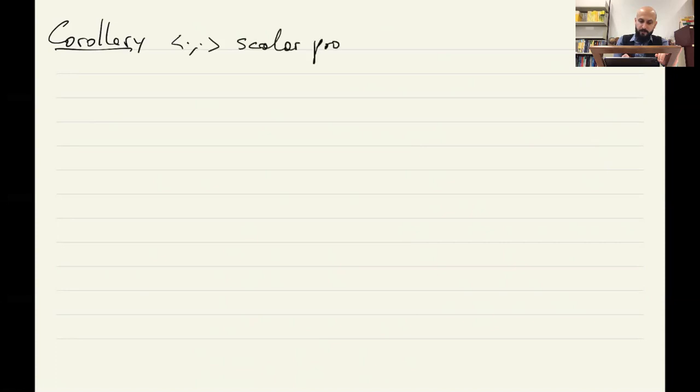One of the first consequences of the Cauchy-Schwarz inequality is the fact that the norm induced by a scalar product is indeed a norm. So corollary: if you have a scalar product on V, then the function defined as the square root of the scalar product of x with itself, this is a norm.